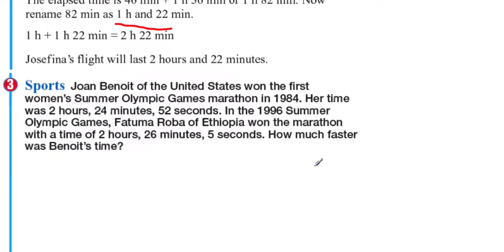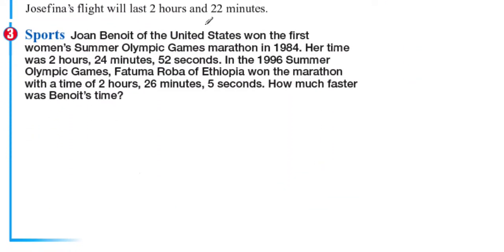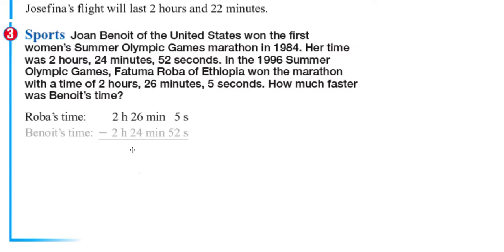All right, let's do the last one. Joan Benoit of the United States won the first Women's Summer Olympic Games marathon in 1984. Her time was 2 hours 24 minutes and 52 seconds. In the 1996 Summer Olympic Games, Fatuma Roba of Ethiopia won the marathon with a time of 2 hours 26 minutes and 5 seconds. How much faster was Benoit's time? So let's look at Roba's time, which is 2 hours 26 minutes and 5 seconds, and Benoit's time, which is 2 hours 24 minutes and 52 seconds.